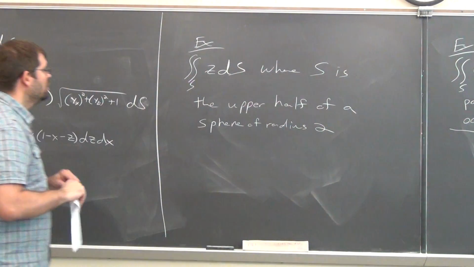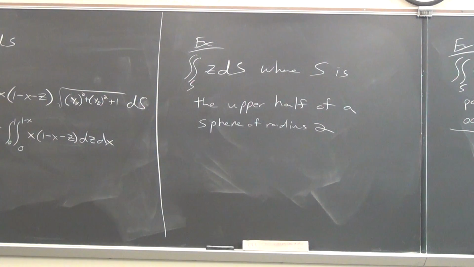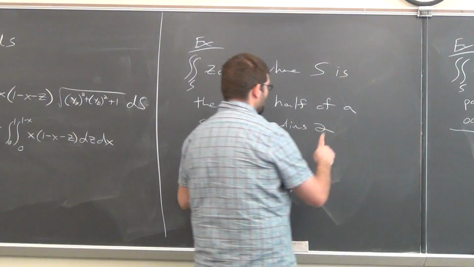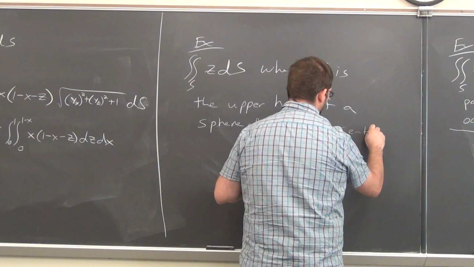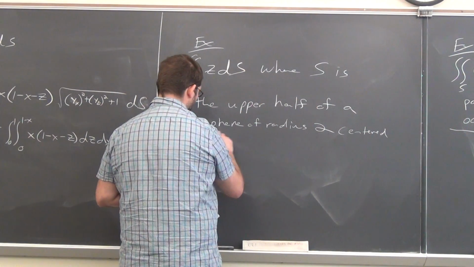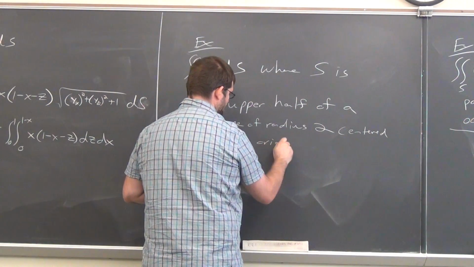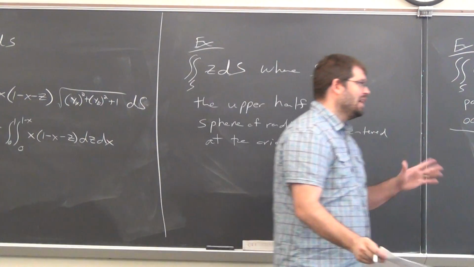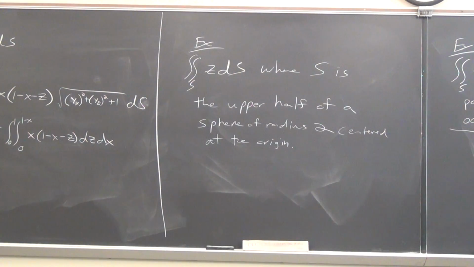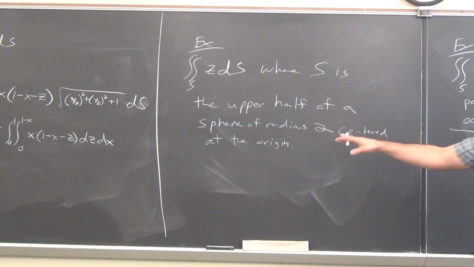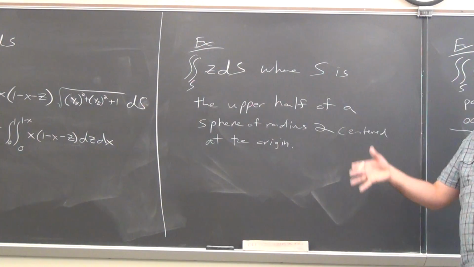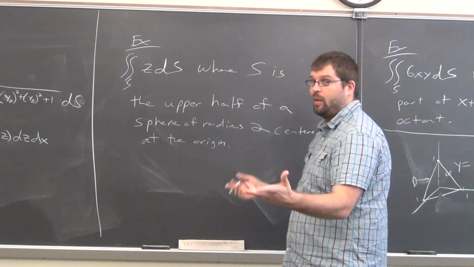Okay, so this time I just want to do the integral over S of z dS, where S is the upper half of a sphere of radius 2, centered at the origin. If I put this on a test, there's no guarantee, but there's a very good chance I give you a parameterization for this surface, but let's try to come up with that first.